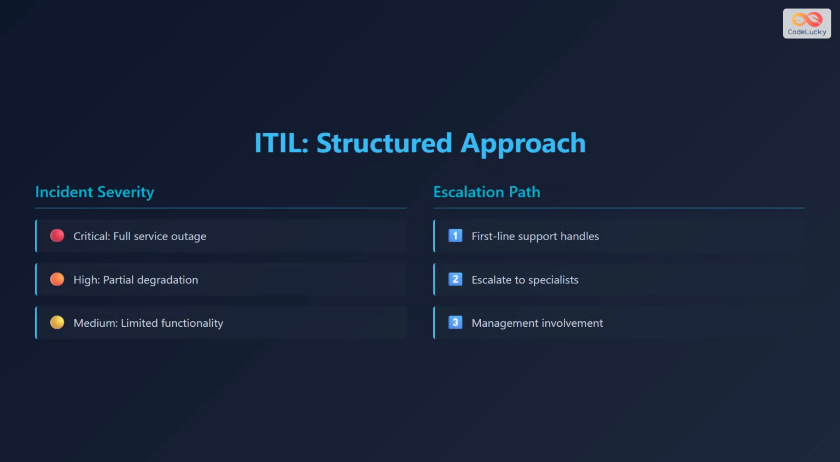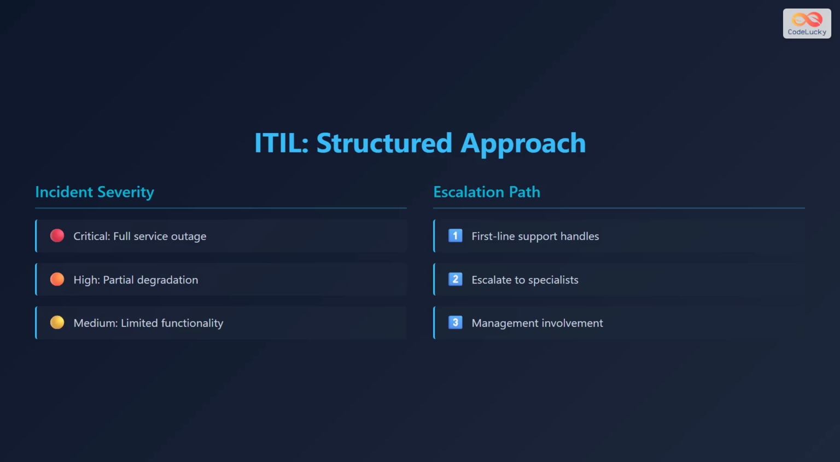ITIL provides a structured framework for incident management with clear severity levels and escalation paths. Incidents are classified into severity categories. Critical incidents represent a full service outage affecting all users. High severity means partial degradation where some functionality is lost. Medium severity indicates limited functionality with workarounds available.